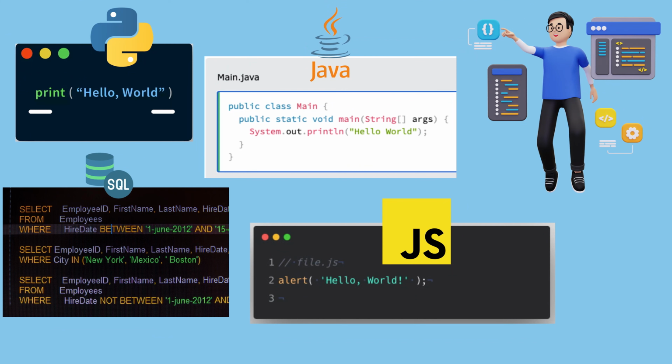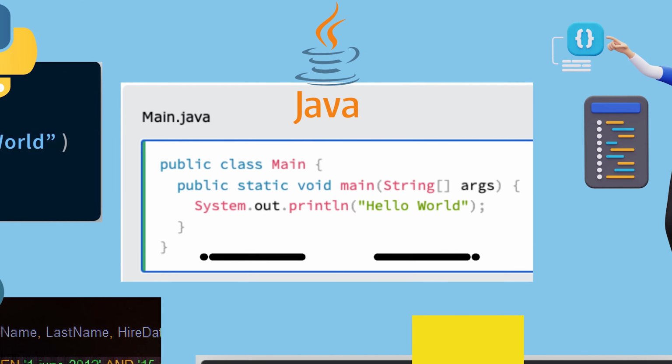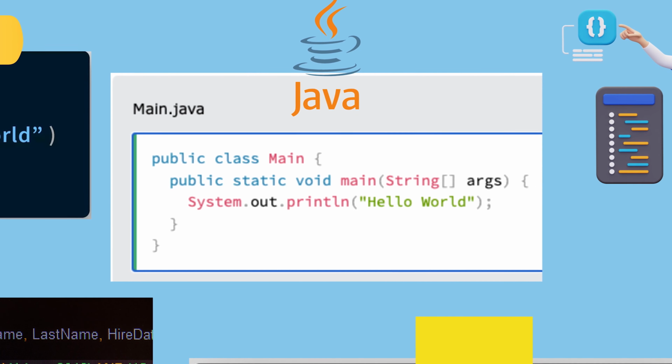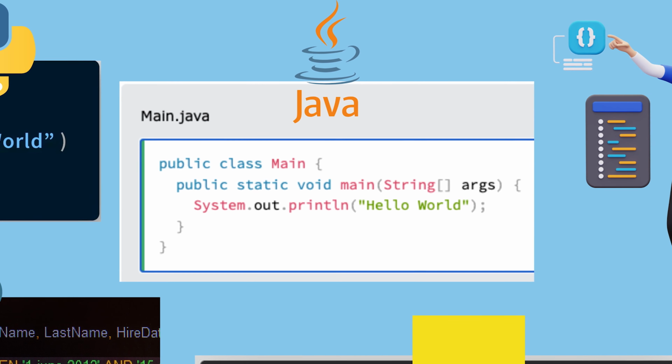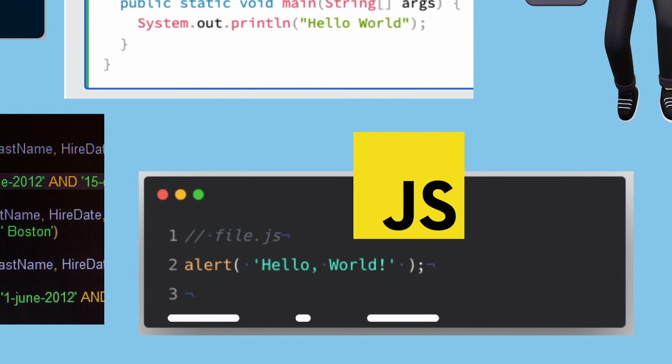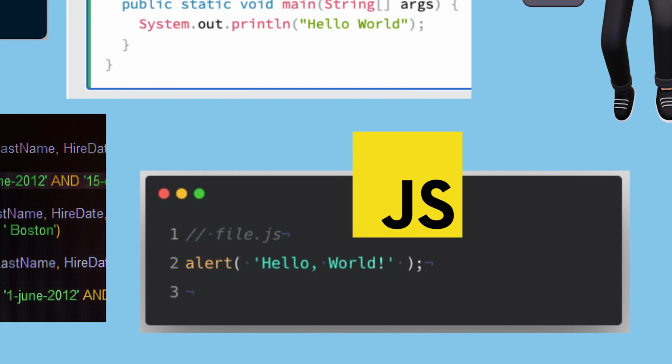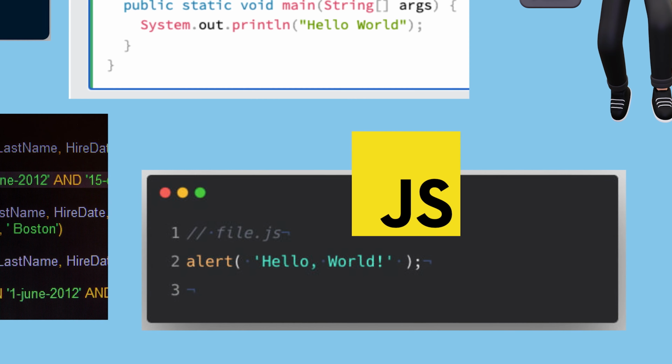Now, even programming languages have some syntax. For example, to print hello world in Python, you just write print hello world. That's the syntax of Python. While in Java, you need to define the public class and then the public static main method, and in it you write System.out.println and then you print hello world. While in JavaScript, just write console.log hello world, or you can alert hello world, and it will pop up.